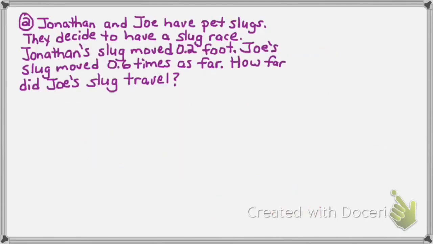Let's take a look at example number 2. Jonathan and Joe have pet slugs. They decide to have a slug race. Jonathan's slug moved 0 and 2/10 of a foot. Joe's slug moved 0 and 6/10 times as far. How far did Joe's slug travel?